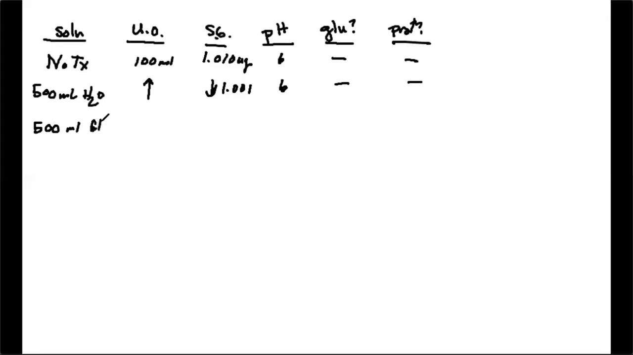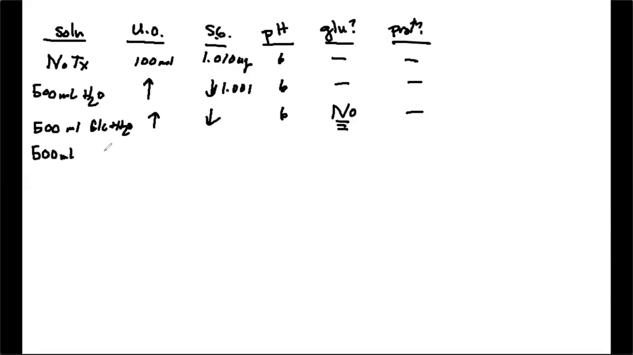Okay. Then another person would have drank 500 mils of sugar water. So let's do glucose plus water. Okay, so you're still drinking water, so urine output's going to increase. Specific gravity is going to drop. pH is going to stay the same. If we drink glucose, should we expect glucose in the urine? No. Just because we drink glucose, our body should process it. So we would release insulin and pull glucose into the cells. No protein.